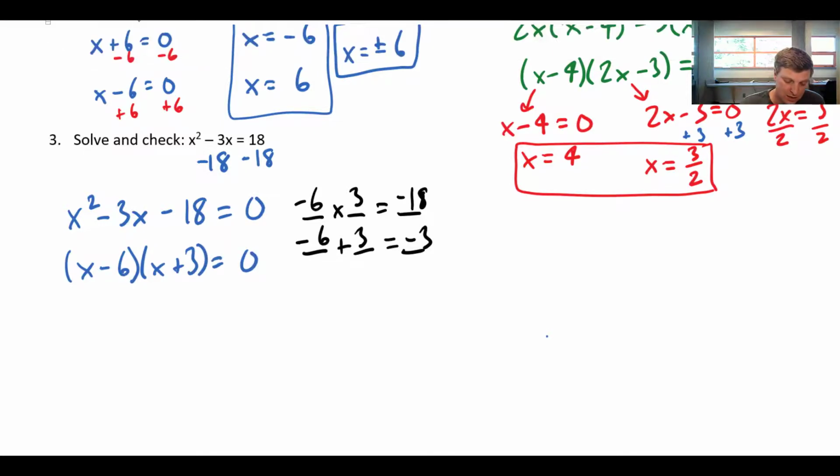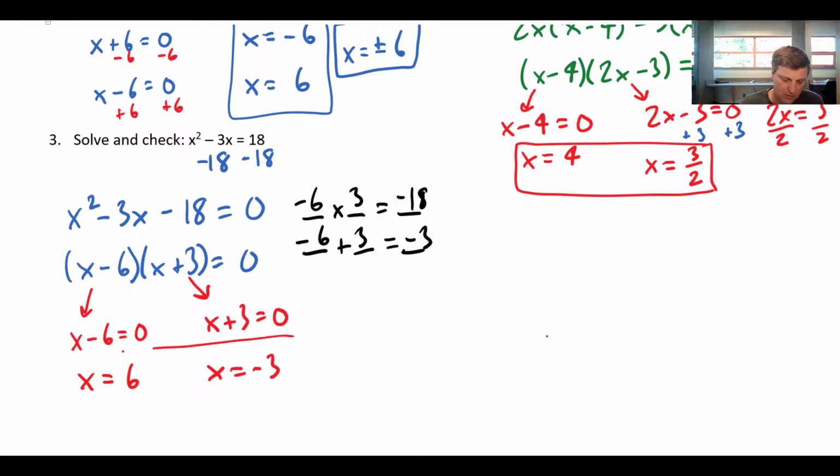And again, we have to set each of those binomials equal to 0. So x minus 6 equals 0. That means x could equal 6. Or x plus 3 equals 0. That means x could equal negative 3. And those are my two solutions.